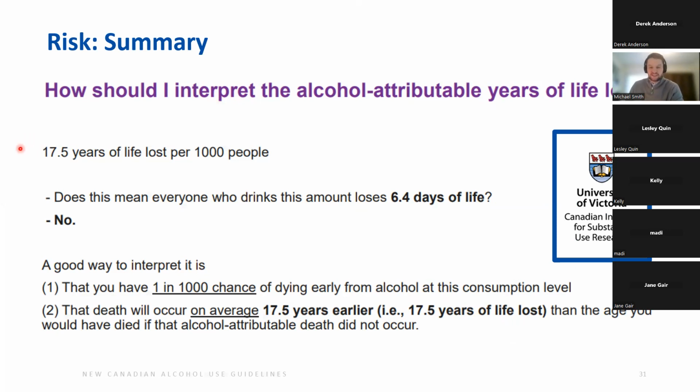Now, I'm no statistician, and some of this is very complex. And so if you're anything like me, you sort of look to the experts to see how they describe it. And from this, I was able to find a great summary from the UVic CISUR that I mentioned earlier. And they actually work directly with the CCSA in informing the public and conducting research related to substance use. So this is a great resource to get the information from.